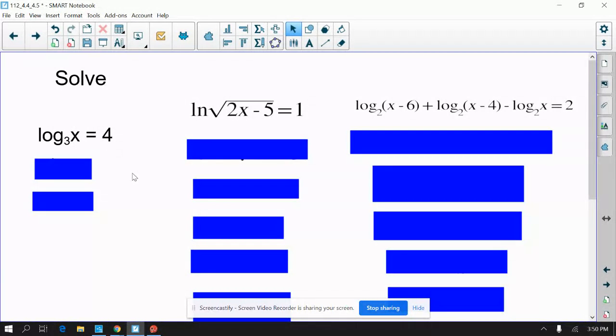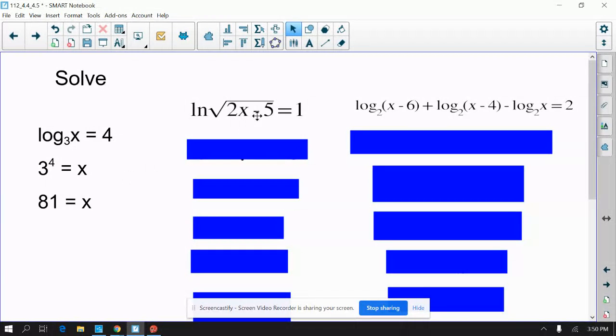Logarithms are exponents. So 4 is the exponent because 4 is the log. But it's the exponent on what? 4 is the exponent on 3 that will result in x. The base 3, so the base of the logarithm, is also the base that supports the exponent. So I can convert this to 3 to the 4th equals x, and this is just 81, of course.